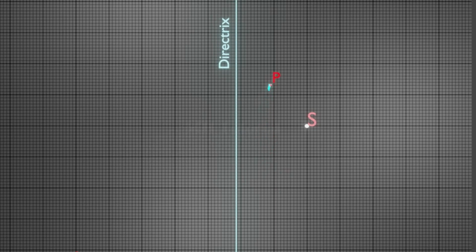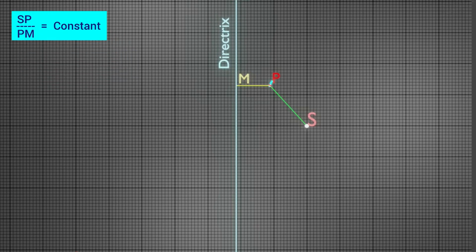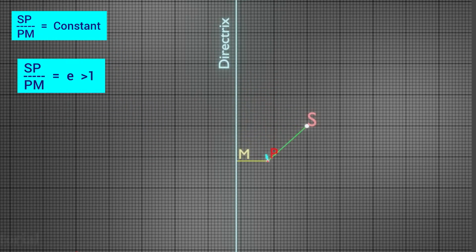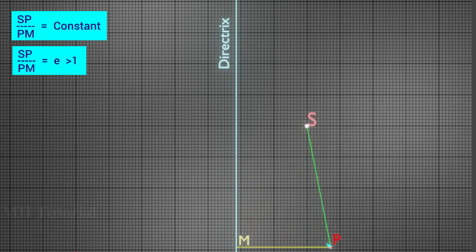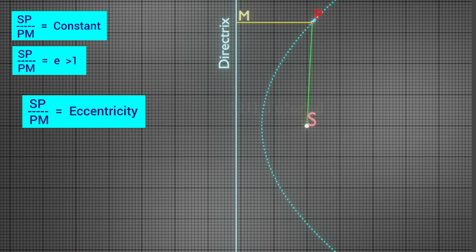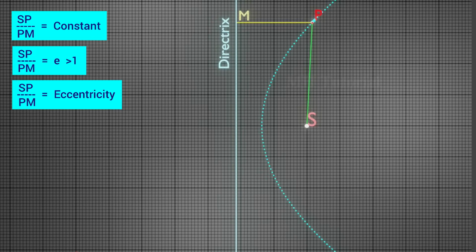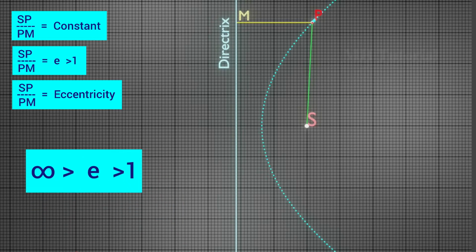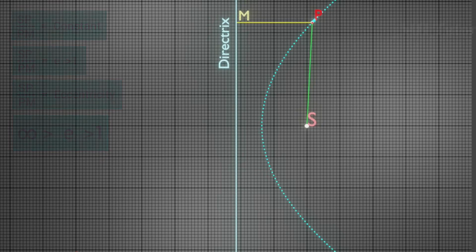Now, if P moves in such a manner that, at each and every position, the ratio of the distance from the point P to the focus S, that is SP, and distance from the directrix, that is PM, remains fixed, and also greater than 1, then the trajectory of the point P is called a hyperbola. The ratio SP by PM is termed as the eccentricity of the conic. For hyperbola, values of eccentricity lies between 1 and infinity.